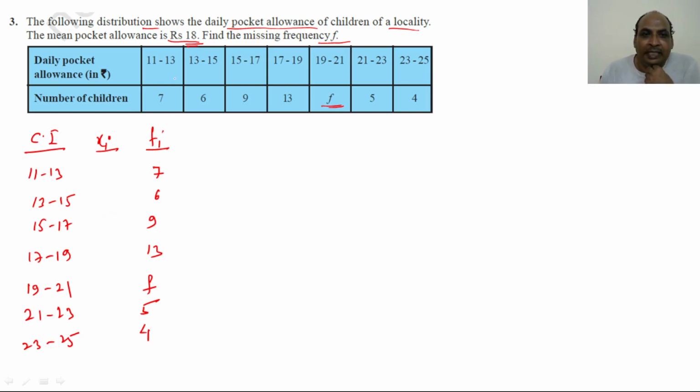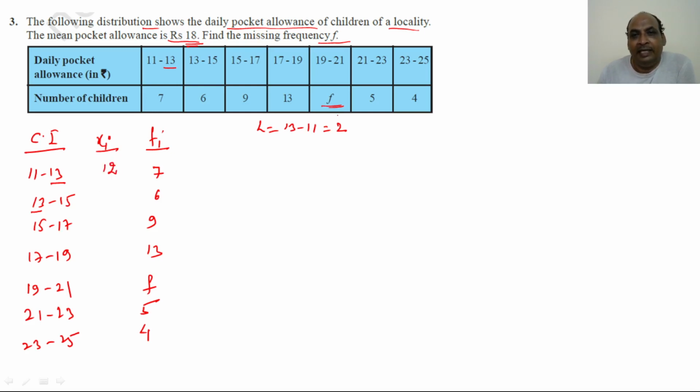Now, as I said, we need to check that the lower limit and upper limit are the same. So we can proceed as it is. Okay, what is the size of the class? Size of the class is 13 minus 11, that is 2, and 2 is constant for each and every one. Now first Xi: 11 plus 13, 24, divided by 2, correct? So this gives us 12. So the first Xi is 12.